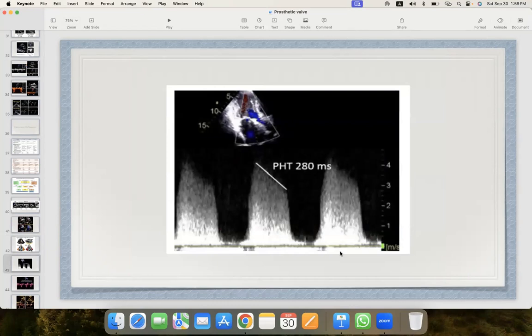So this is how we measure the pressure half-time. You measure it through the continuous wave across the aortic valve, and then you measure the pressure half-time, which is how steep the flow is. The steeper it is, the more severe the aortic regurgitation. As we said, if it's less than 200 milliseconds, we consider it severe aortic regurgitation. And if it's more than 500, we consider it mild. And of course, if the signal is very dense, as you see here, that also indicates that the patient has at least moderate or severe regurgitation.